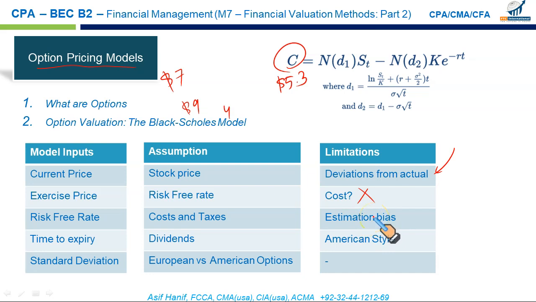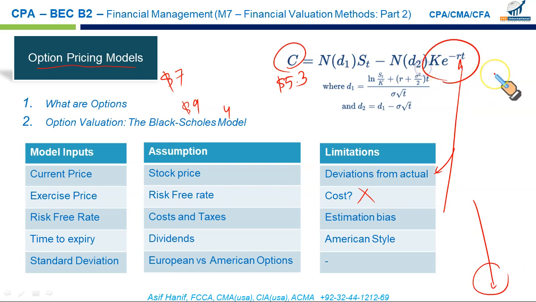Then the third limitation is that call and put options valued under the Black-Scholes model will tend to underestimate extreme price movements. If the price goes way up or way down, these extremes are underestimated. In other words, the model fails whenever there is an extreme price movement up or down, right? Then the next one, that this model is only applicable to European options. It does not incorporate American style options.